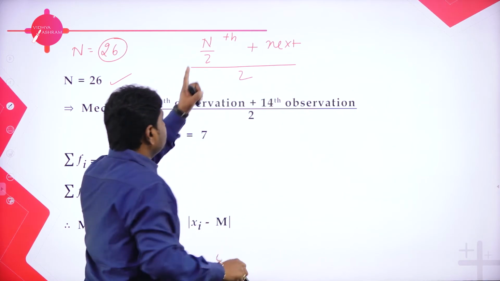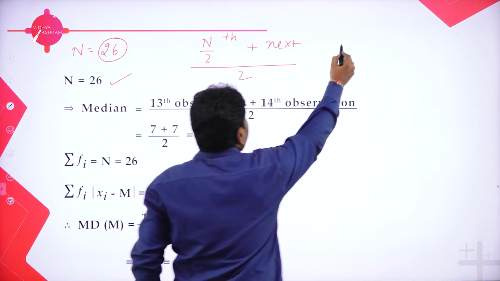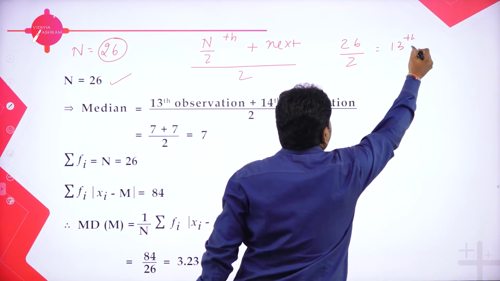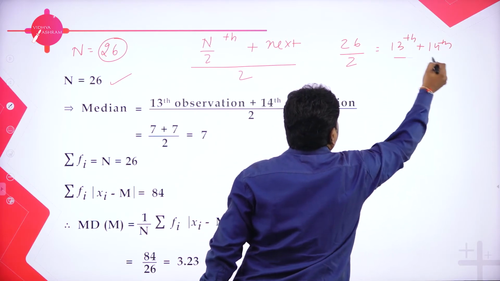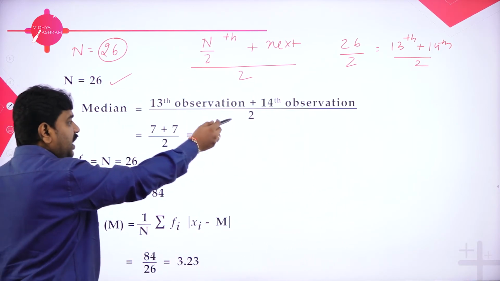Average of the n by 2th observation and the next observation. What is n by 2? It is 26 by 2. What is 26 by 2? 13. So you should take the 13th observation plus the 14th observation, divided by 2. So now you add the 13th and 14th observations and divide by 2.